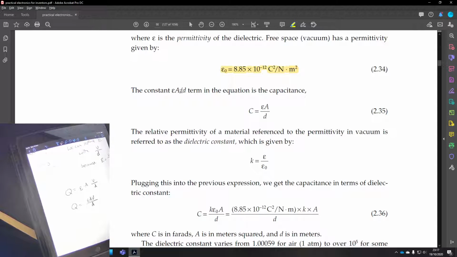So you've removed voltage. Why have you removed voltage? Okay. The constant EA over D term in the equations is the capacitance. Did we learn that before? I don't know. Didn't we learn capacitance is something else? Capacitance was charge divided by voltage.